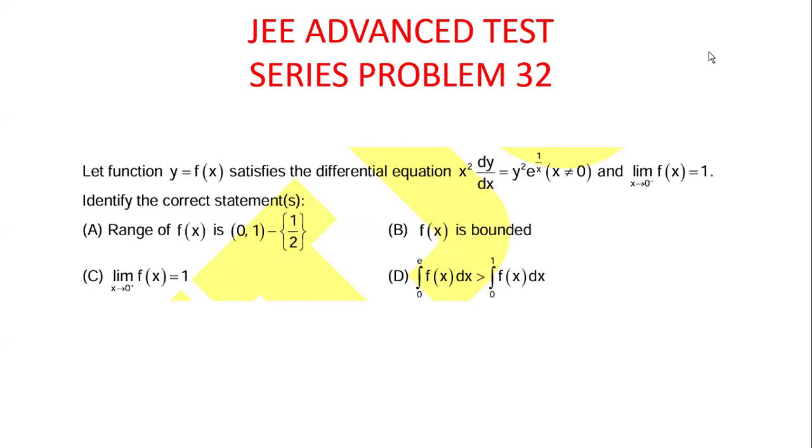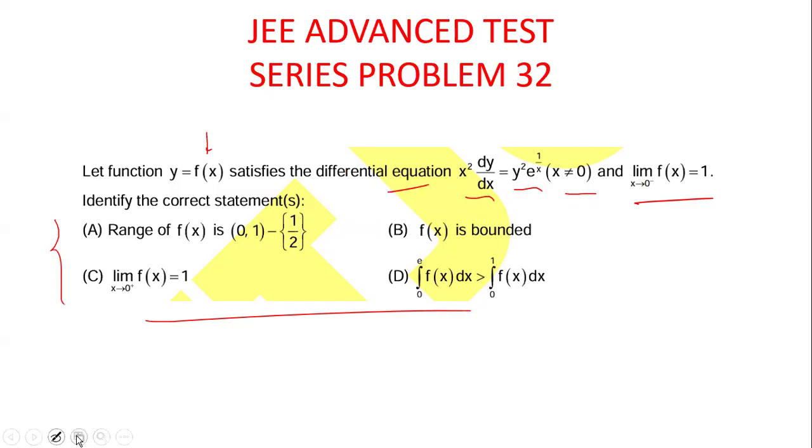So hello guys, in this video we are going to solve this problem. It is given that let function y is equal to f of x satisfy the differential equation x squared dy by dx is equal to y square multiplied by e raised to power 1 by x for x not equal to 0, and limit x tending to 0 minus f of x is equal to 1. Then we have to tell which options are correct. So this is a multiple choice correct problem. So let's see how we can do this.